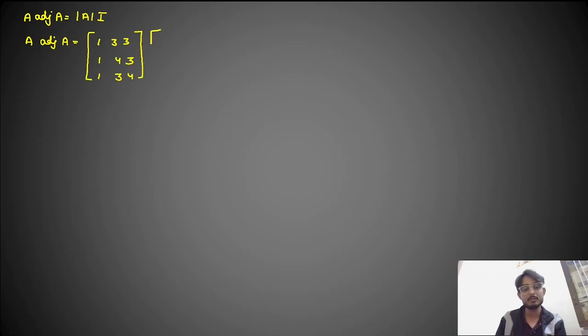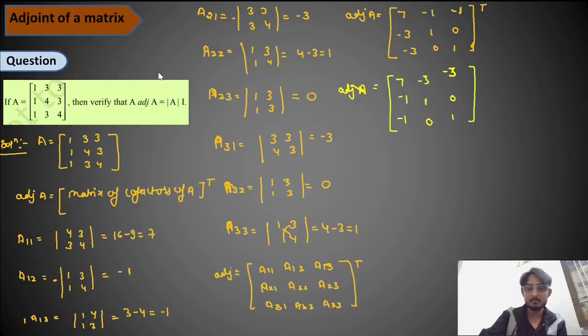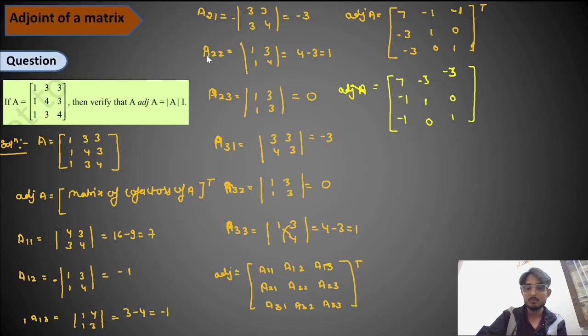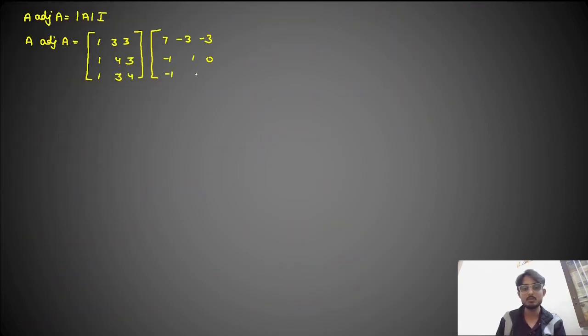Multiply this by adjoint of A, which is given as 7 minus 3 minus 3, minus 1 1 0, minus 1 0 1. How can you multiply these both matrices? For multiplying these matrices, you can go to my previous video where I explained matrix multiplication in detail, but in this video I will explain briefly.